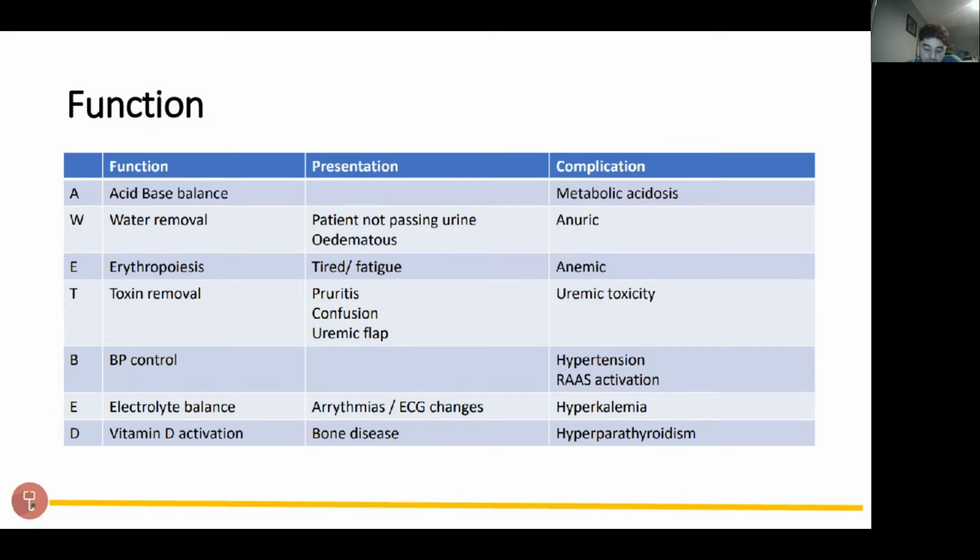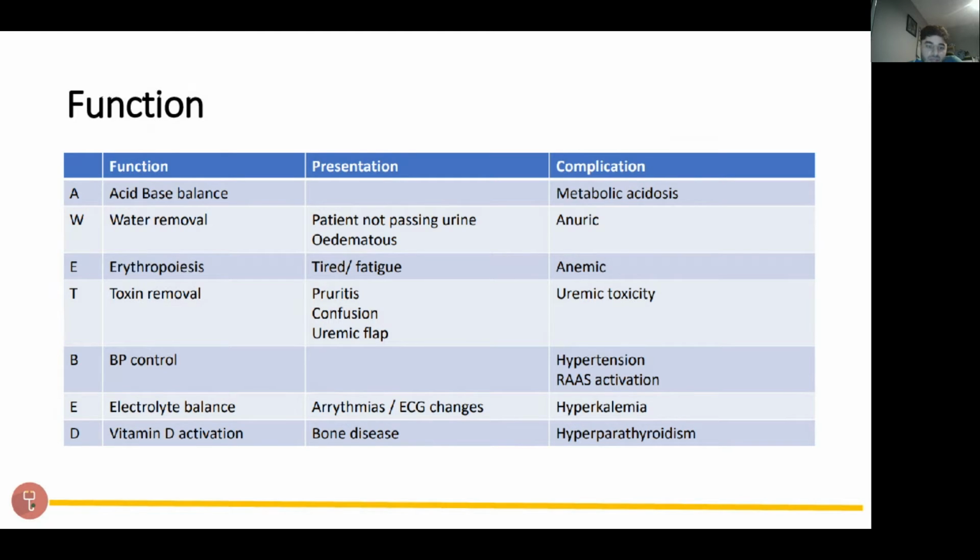An important function of the kidney is removing toxins. One of the main ones we're focusing on is urea. When you get high urea, you can become pruritic, confused, you can get a flap, you can get uremic pericarditis and encephalopathy. So it's a very, very important complication to be aware of.